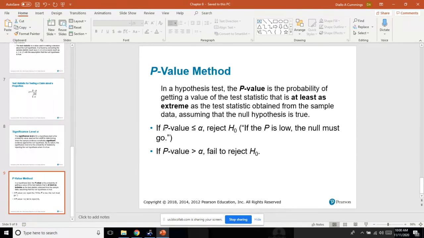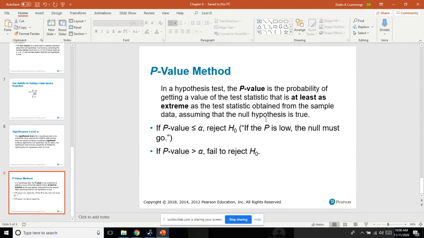What that means is if our p-value is less than or equal to alpha, which is our significance level, we're going to reject the null hypothesis. If the p-value is greater than our level of significance or alpha, we will fail to reject the null hypothesis.